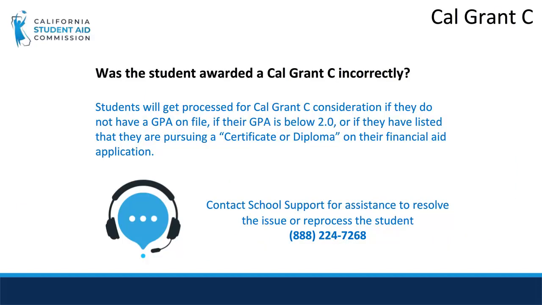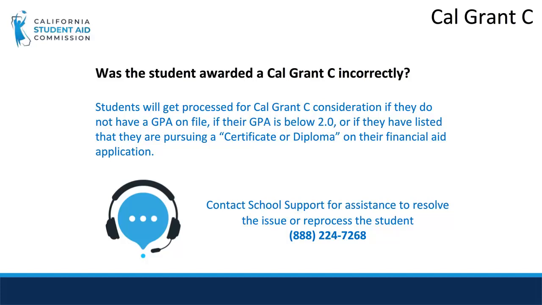Was the student awarded a Cal Grant C incorrectly? Cal Grant C is specifically for students who are attending a vocational or technical certificate program. There are various reasons why the student might be processed for a Cal Grant C. Students will get processed for Cal Grant C consideration if they do not have a GPA on file, or if their GPA is below a 2.0, or if they have listed that they are pursuing a certificate or diploma program on their financial aid application.